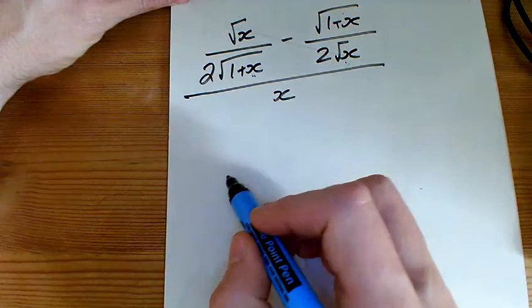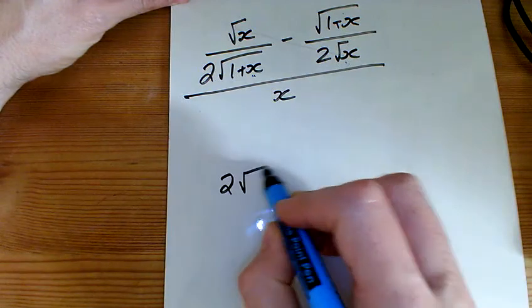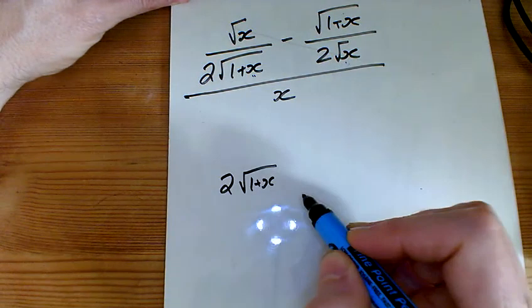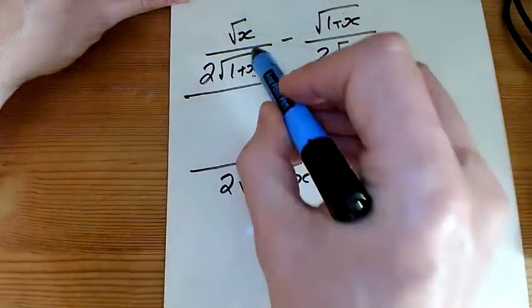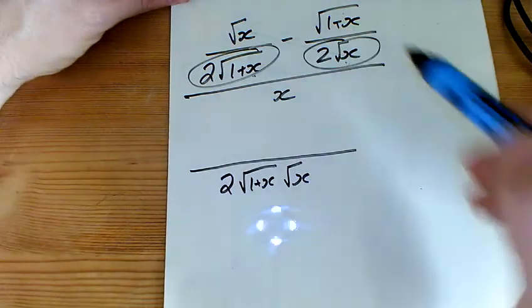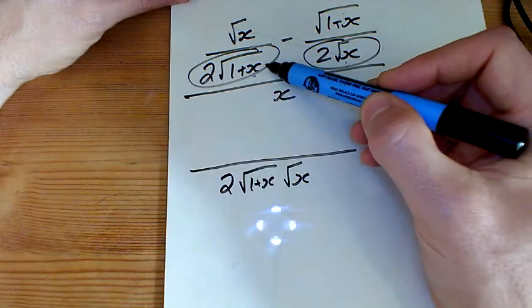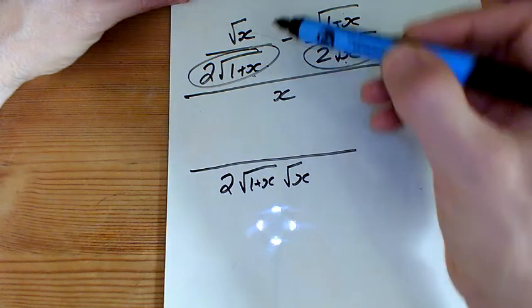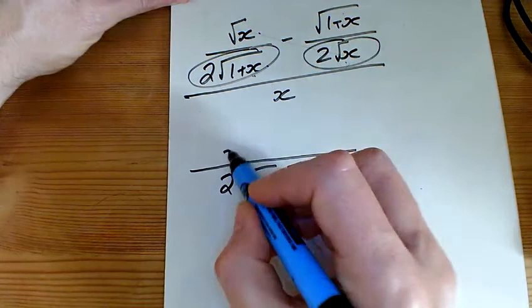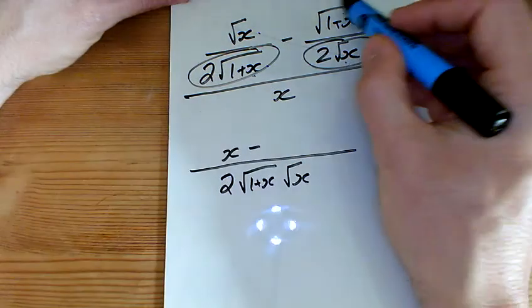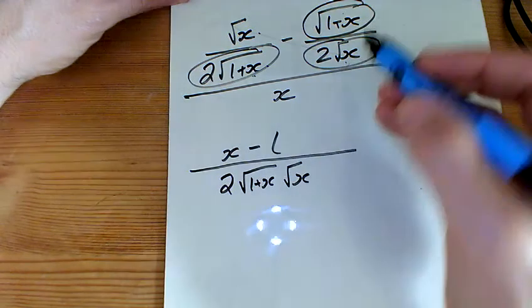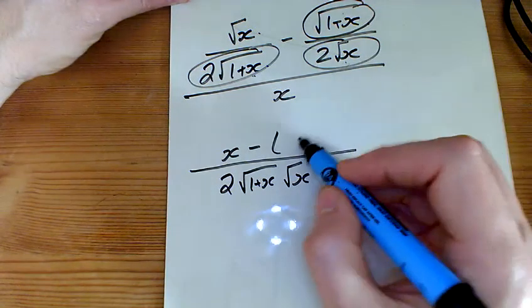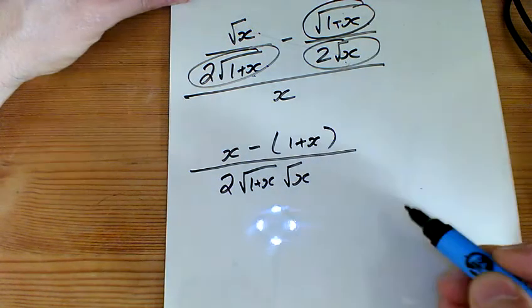So the common denominator of this top bit is 2, the square root of 1 plus x, the square root of x. That's the common denominator of these 2 things. This one here I've times by root x, so the top I times by root x as well to give me x. This one I've times by the root of x plus 1, so I'll times again by the root of x plus 1, that gives me x plus 1 here.